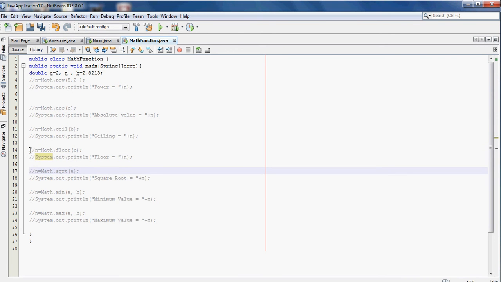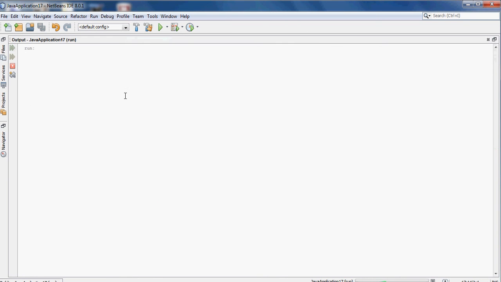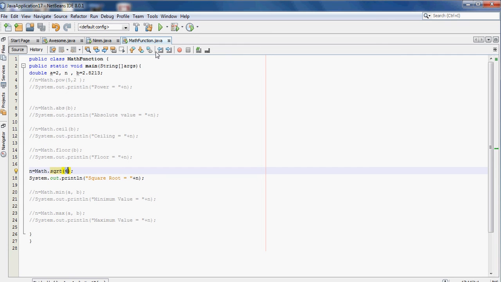Okay. Math.sqrt. SQRT is basically square root. So if the number you give is 4, it will give 2. But it also works for numbers like 2, 3, 5, for whom the square root is not an integer.